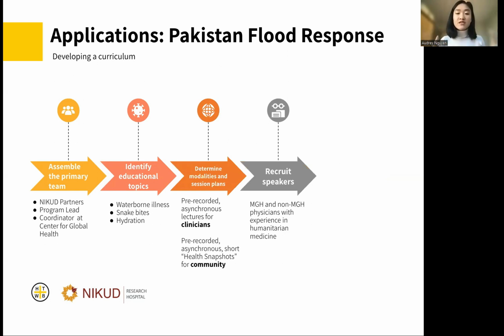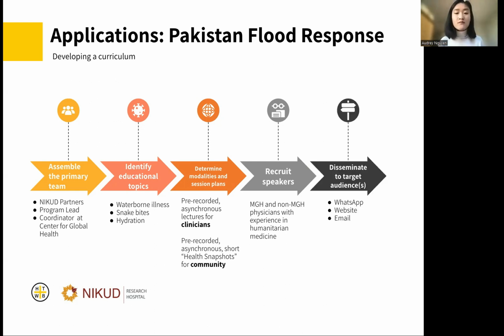Next, our speakers and instructors: we recruited them with help from our connections within MGH, as well as people outside of MGH at other academic institutions. We were targeting physicians with experience working in disaster zones, specifically floods if possible. The videos were in English for the most part, but would be able to be translated to the local languages, specifically Urdu, which is common in Pakistan.